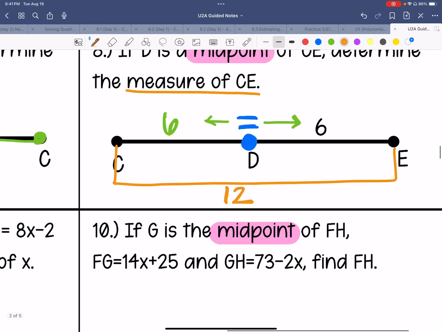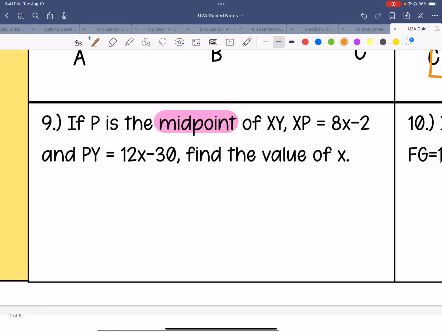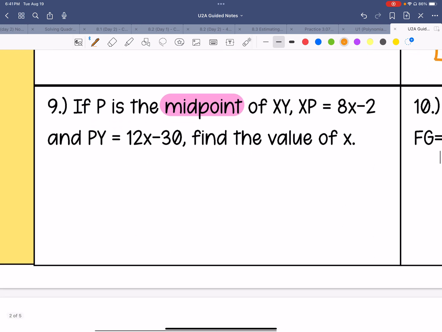Okay, just like before, we're going to add in a little bit of algebra. Now notice in number 9, we are not given a picture, but we can draw a picture. So we are told that P is going to be the midpoint. So if I have a segment and P is the midpoint of that segment, that means that P is going to be in the middle of my segment. And I'm told that it is the middle of X, Y. So that means that P is in between X and Y.